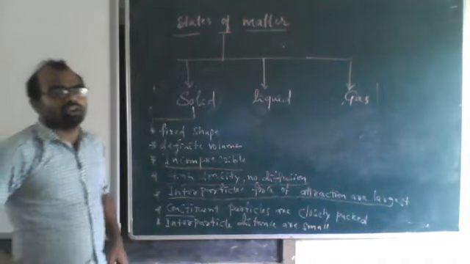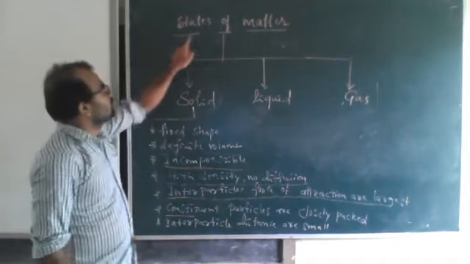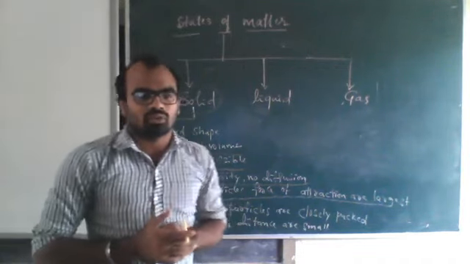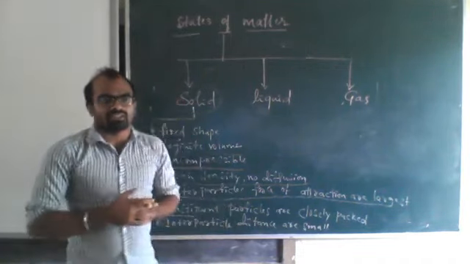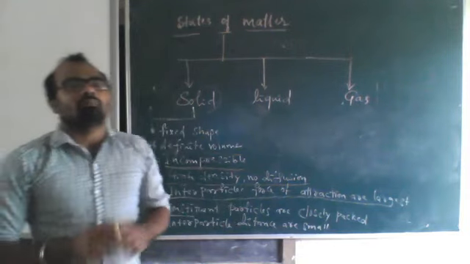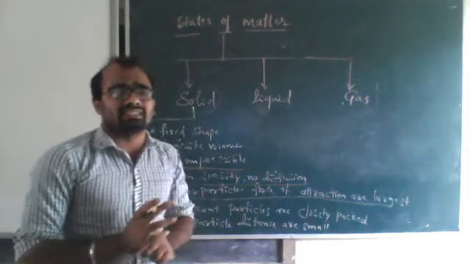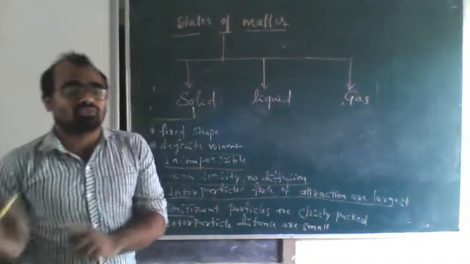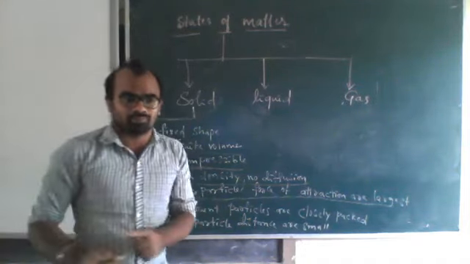Now we'll come to states of matter. What are the states of matter? States means the forms, so forms of matter we can say. Matter mainly exists in three states. Even one more state is there, which we call a special state, that is plasma.